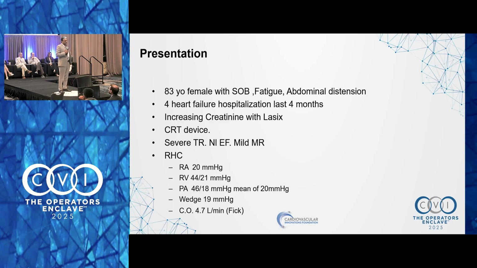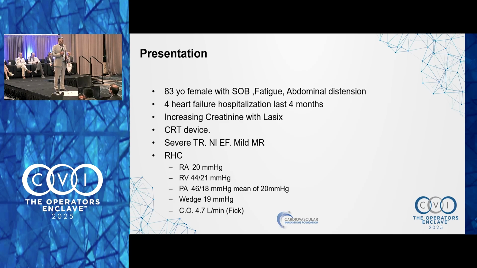An 83-year-old female with shortness of breath, fatigue, abdominal distension. She had 4 heart failure hospitalizations in the last 4 months. Her creatinine was increasing with Lasix. She had a CRT device already placed, even though she had a normal EF. And of course, severe tricuspid regurgitation and mild mitral regurgitation. Those are her right heart cath numbers.